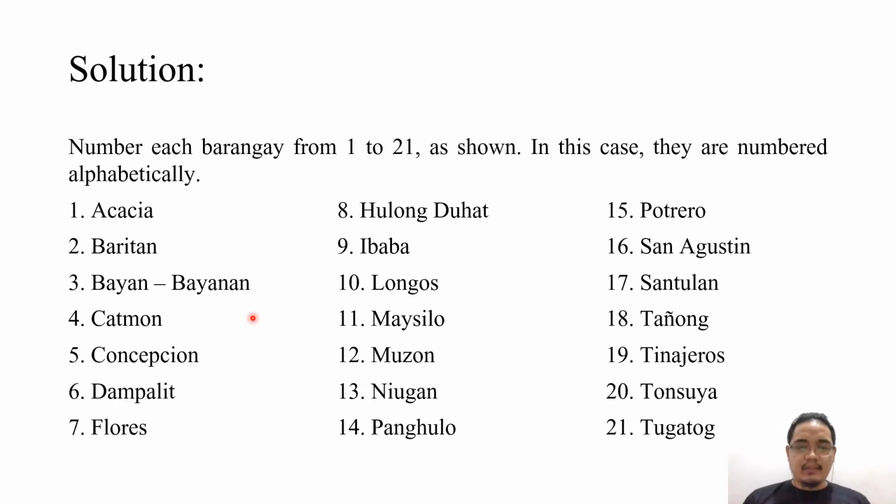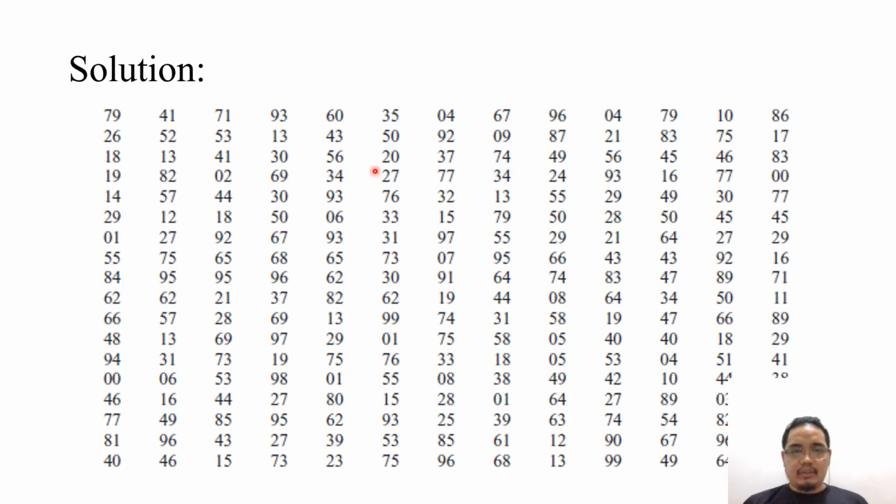Okay, so, gagamit tayo nung random numbers. Okay? So, yan pakitignan nyo yan. Yan yung 21 barangays. Okay, so ito yung random numbers. So, anong gagawin natin sa random numbers na yan? So, kung titignan nyo, ang number lang natin is 1 to 21. Okay? So, para talaga maging random siya at para talaga magkaroon ka ng 5 barangays na kailangan mo.